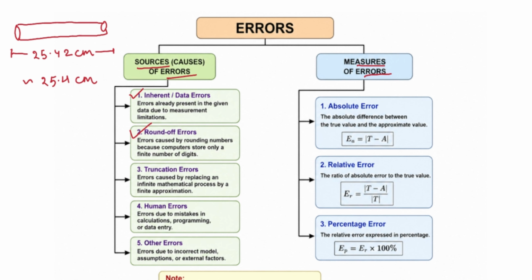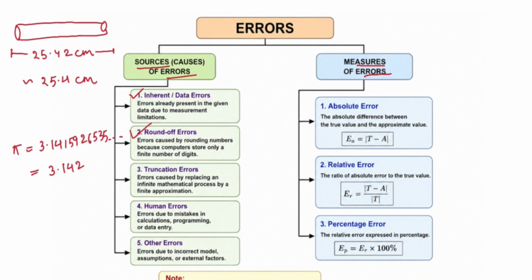Then comes round-off error. The second source is round-off error. Computers and calculators can't store infinitely many decimal places, therefore numbers are rounded to a fixed number of digits. For example, if I write the value for pi, which is approximately 3.1415926535, a calculator may store only 3.142. And this small difference introduced due to rounding is known as the round-off error.